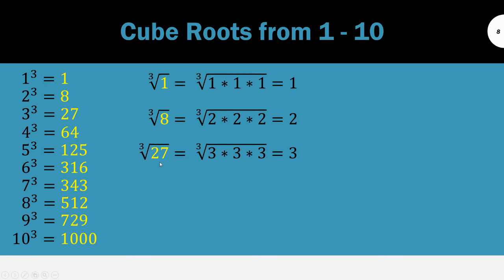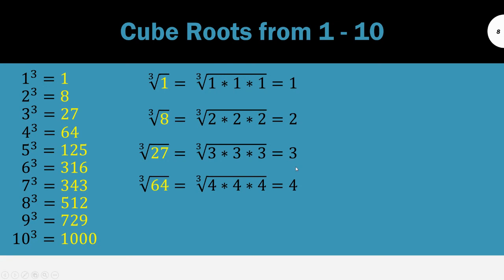Cube root of 27. What number can we divide 27 by 3 times? And that number should be the same. So we can divide 27 by 3. If we divide 27 by 3, that gives us 9. And if we divide 9 by 3, it gives us 3. So therefore, 3 times 3 times 3, and the cube root of 27, the answer is 3.